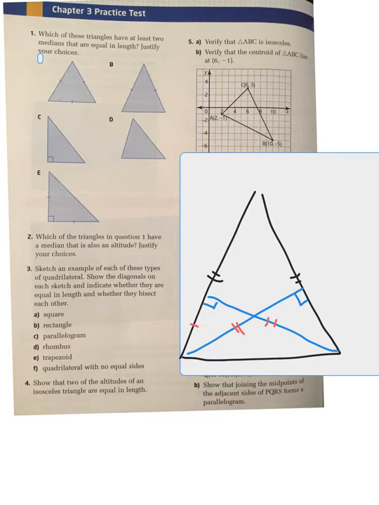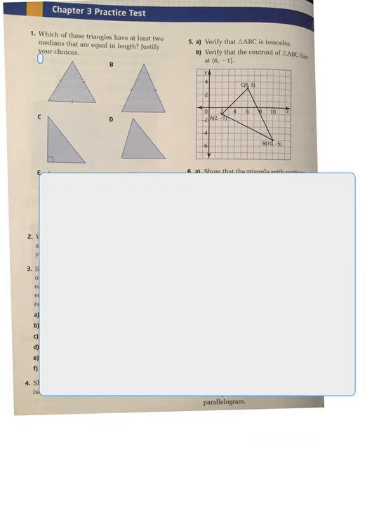We know that this length here is shared by both triangles. We know that this angle here is the same in both triangles, and we also know that they have a right angle in common, and therefore it's angle, angle, side. The two triangles are congruent, and therefore we can say that this side must equal that side by corresponding parts of congruent triangles. Question 5, verify that triangle ABC is isosceles.